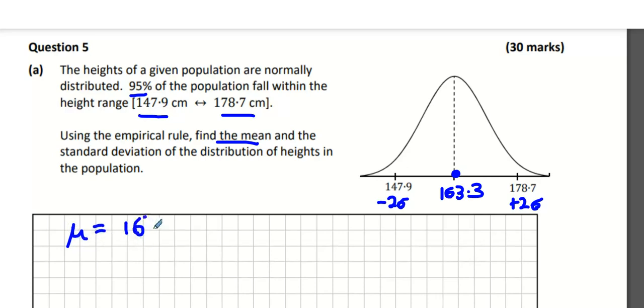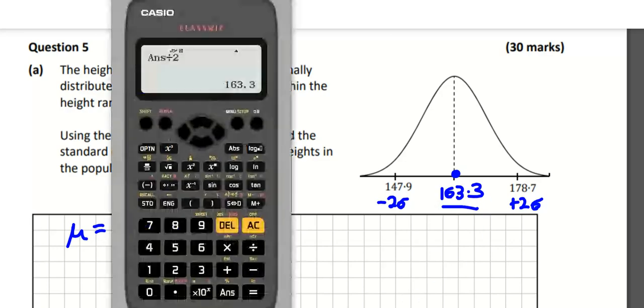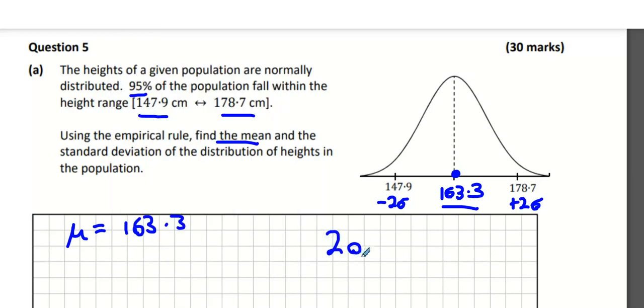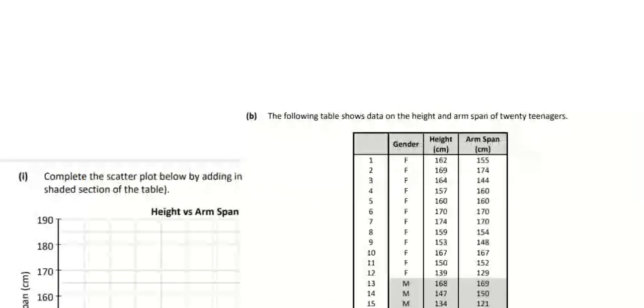Mean is 163.3. Now, get your 163.3 and take away 147.9, because 147.9 is 2 standard deviations below it. So 2 standard deviations is equal to 15.4. This means 1 standard deviation must be equal to 7.7, not 7.2, 7.7. Okay, let's continue. That was easy peasy.